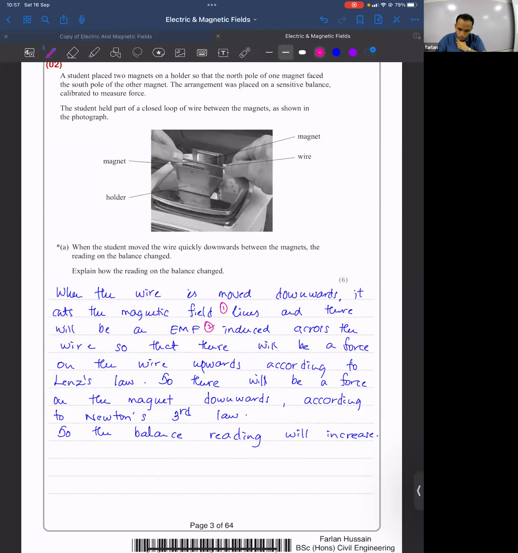So that there will be a force on the wire upwards. There should be a mark on that. And mentioning maybe Lenz's law, there should be a mark on that. There will be a force on the magnet downwards, there should be a mark on that, according to Newton's third law. And for the final result, there should be a mark.